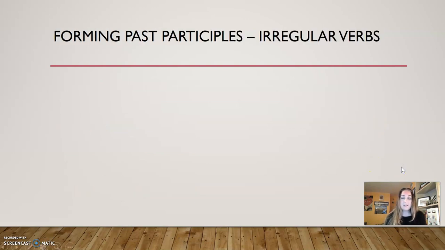Let's take a look at the past participles for irregular verbs. As so often happens in Spanish, these ones just need to be memorized. The past participle for abrir is abierto. I suggest that you say them after me. I'll give you a little pause to say them after me. Abrir, abierto. Decir, dicho.